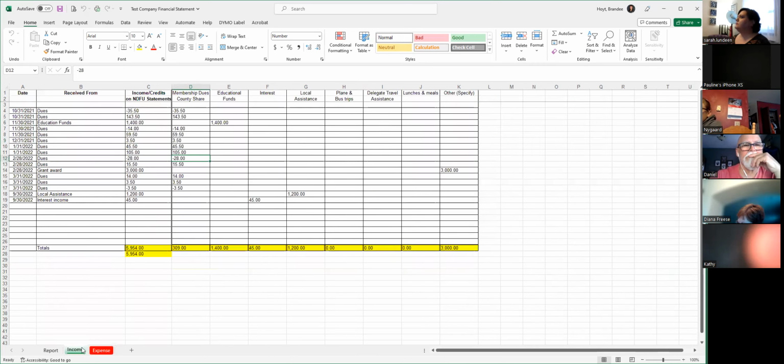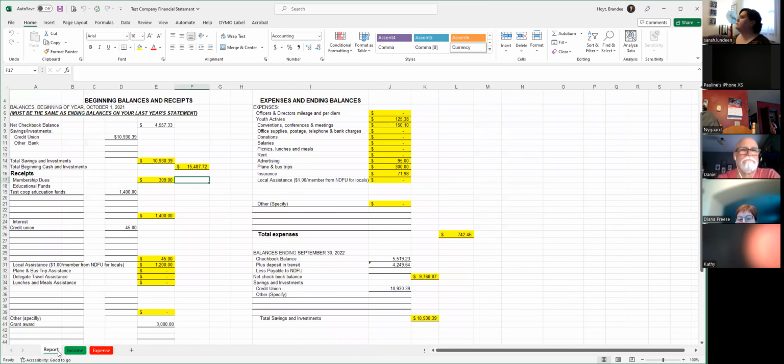Then we'll flip back over to the income tab. I have the $15.50 for dues, and then we have a grant award for this county that will fall underneath other income. It is not local assistance. The only thing that is local assistance is the dollar per member that is paid out to the county at the end of the year. It would be on 9/30 is when that gets paid out. And you will have it within that first to second week of October is when you'll get that. But that's where we put that.